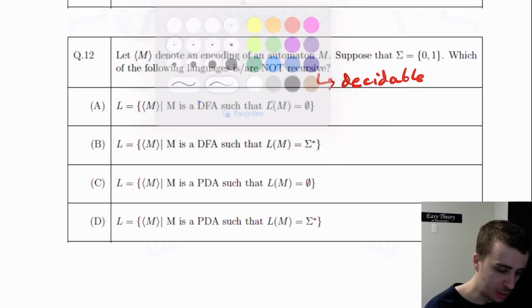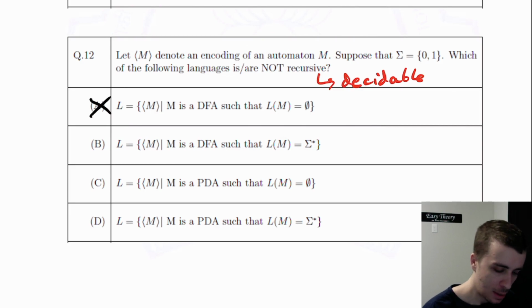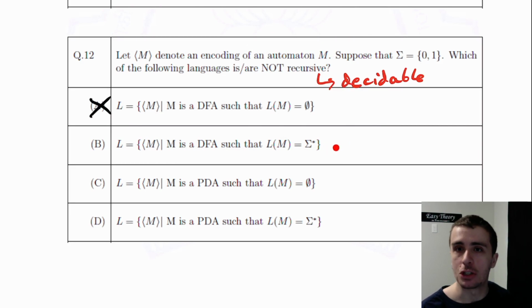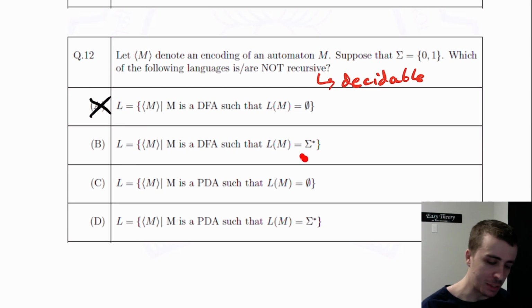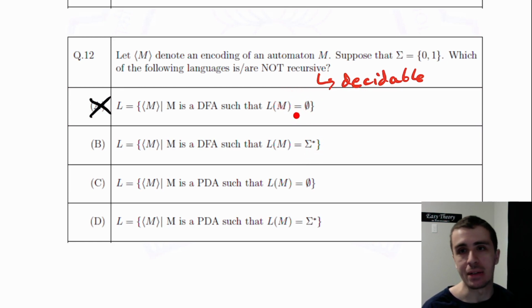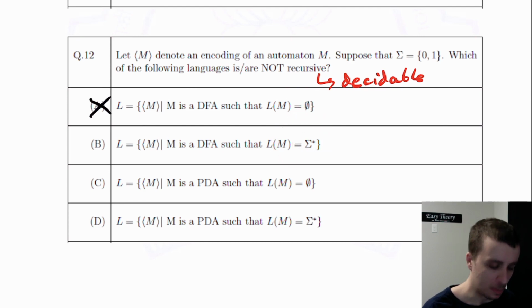So the answer is not going to be A. For this one, it's the inverse question. You can just complement the DFA, and if it had sigma star as its language, the complement will have empty, and then we can just defer it to this question, and vice versa if it's not sigma star. So the answer is not B here.